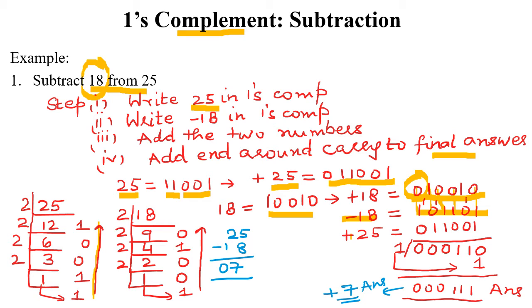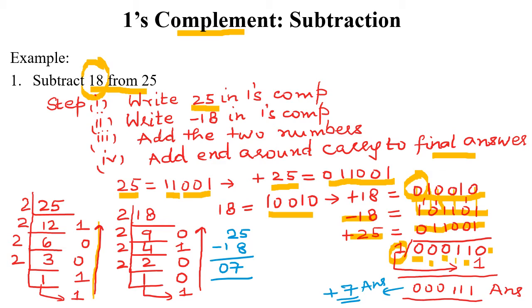Now add plus 25 to it, which is 0 1 1 0 1. So plus 25 is 0 1 1 0 1. Add the two numbers: 1 plus 1 is 0, carry 1. 0 plus 0 plus 1 is 1, 1 plus 0 is 1, 1 plus 1 is again 0, with carry 1, 1 plus 1 is 0, with carry 1, 1 plus 1 is 0, with carry 1.